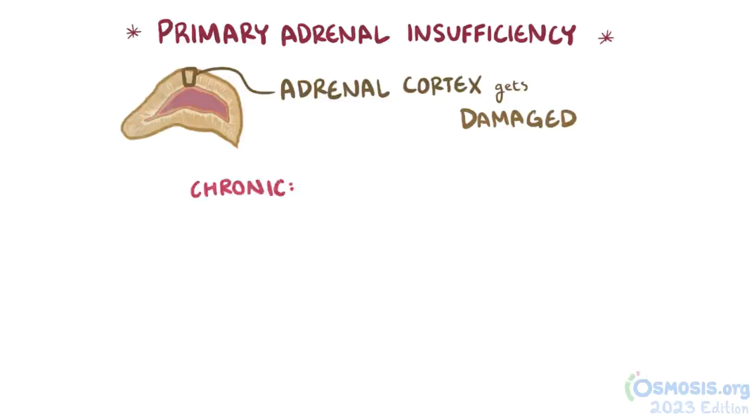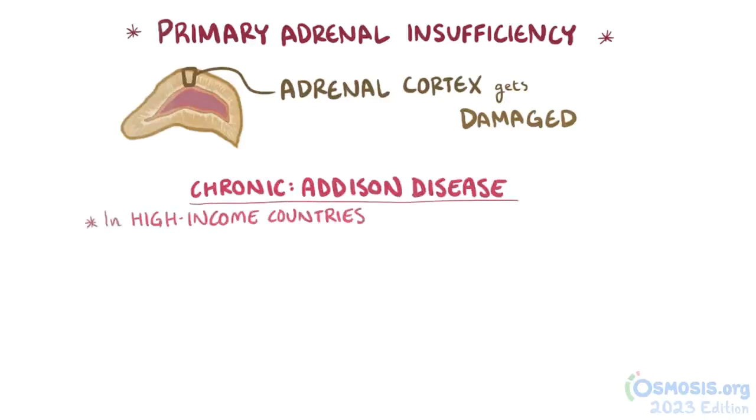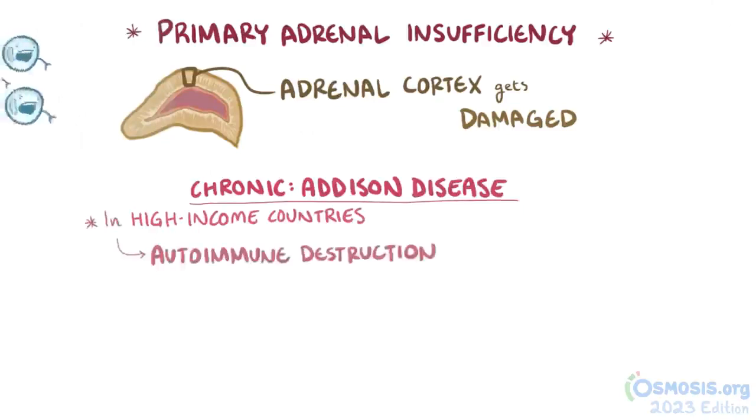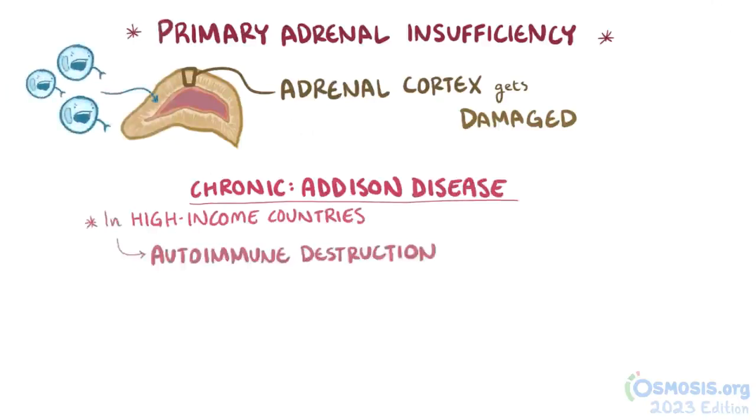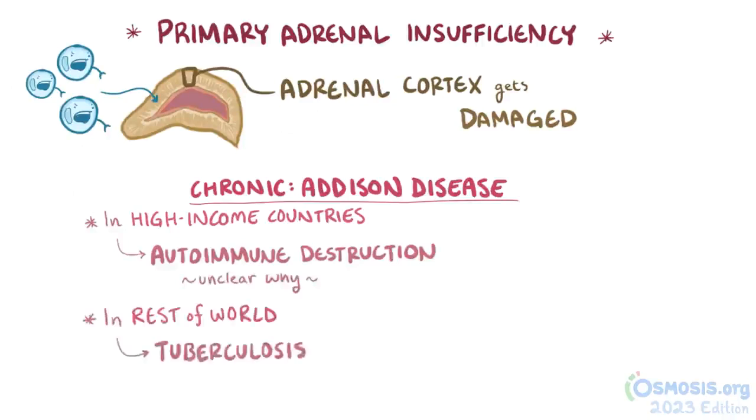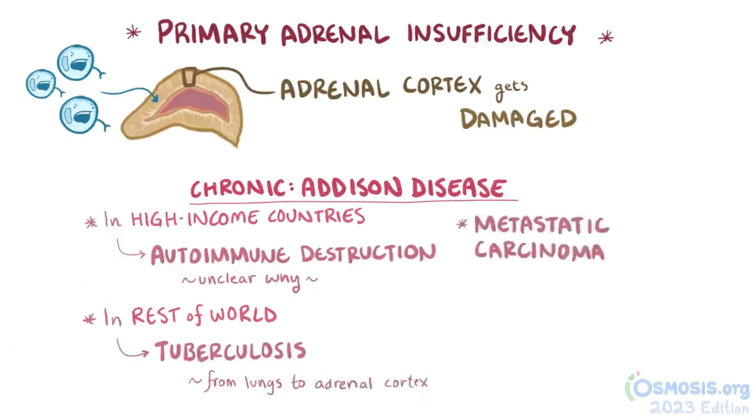Chronic primary adrenal insufficiency is also called Addison disease, and in high-income countries, the most common cause is autoimmune destruction. This is when the body's own immune cells mistakenly attack the healthy adrenal cortical tissues, though the precise reason why this happens isn't clear. In the rest of the world, the most common cause of Addison disease is tuberculosis. In this case, the infection spreads from the lungs to the adrenal glands, causing inflammation and destruction in the adrenal cortex. Another important cause is metastatic carcinoma, which is where cancer spreads to the adrenal cortex from somewhere else in the body.